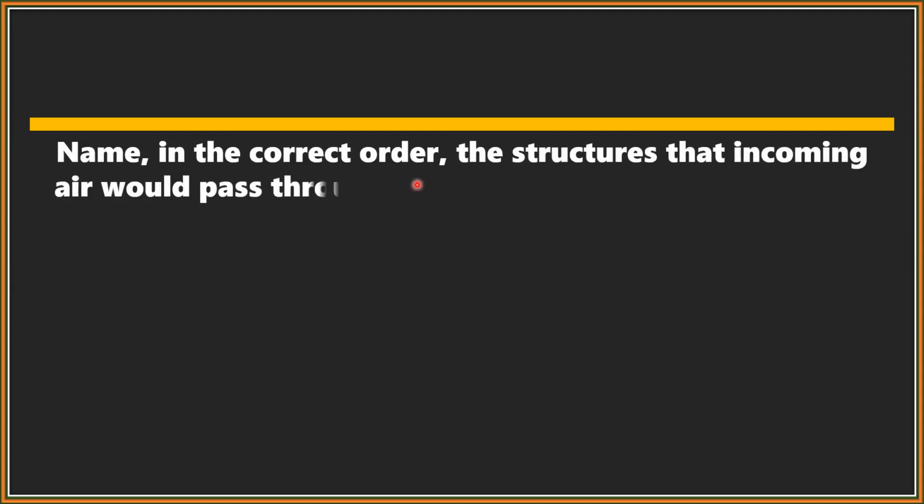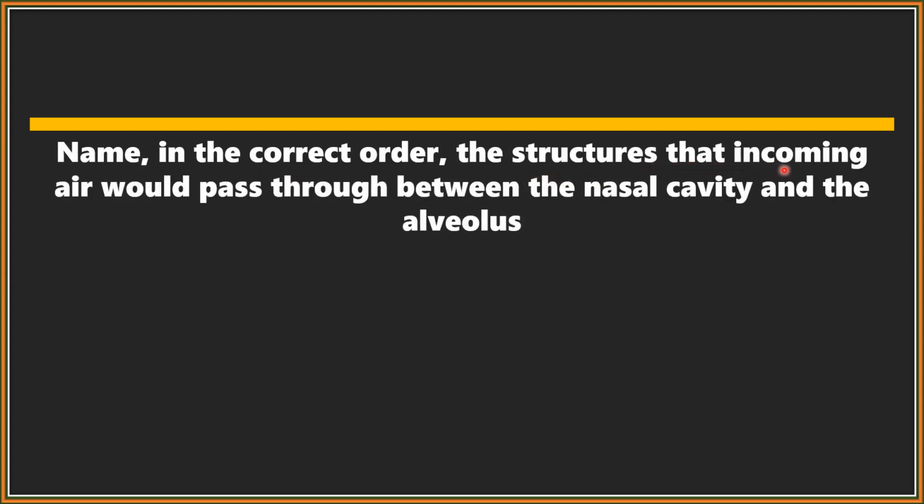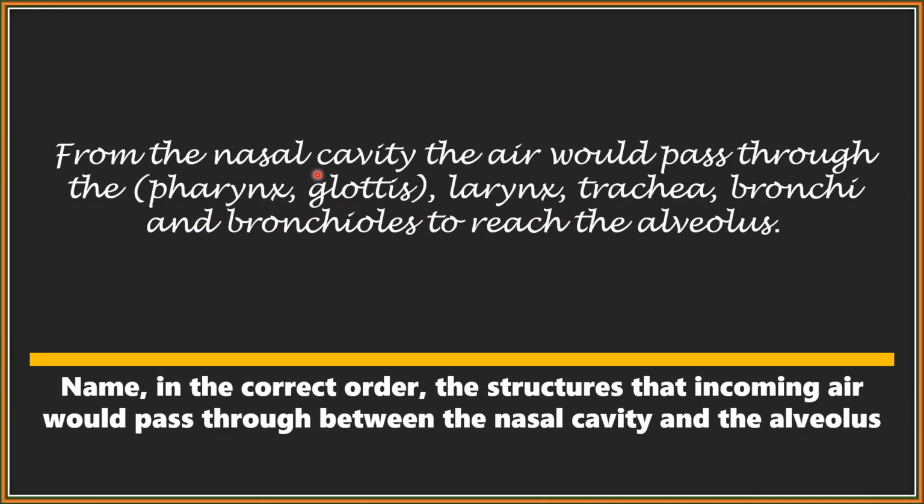Name in the correct order the structures that incoming air would pass through between the nasal cavity and the alveolus. From the nasal cavity, the air would pass through the pharynx, glottis, larynx, trachea, bronchi, and bronchioles to reach the alveolus.